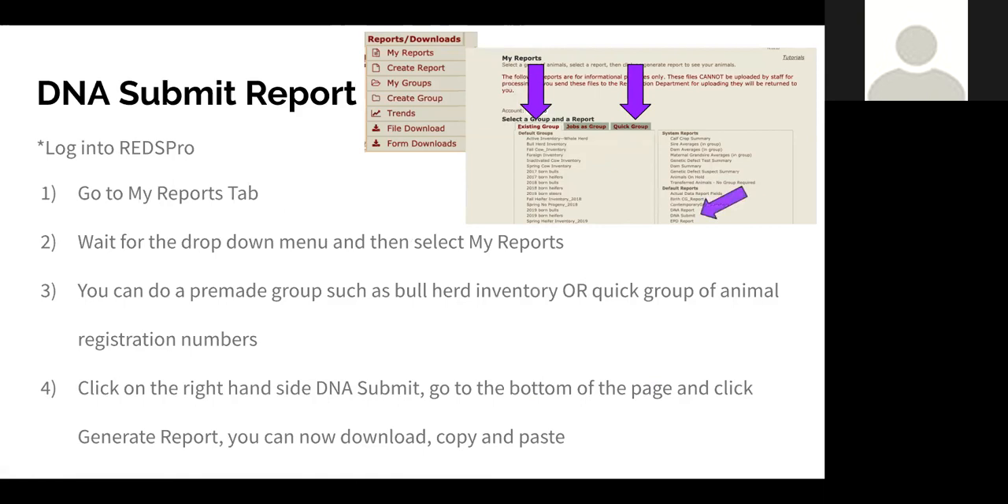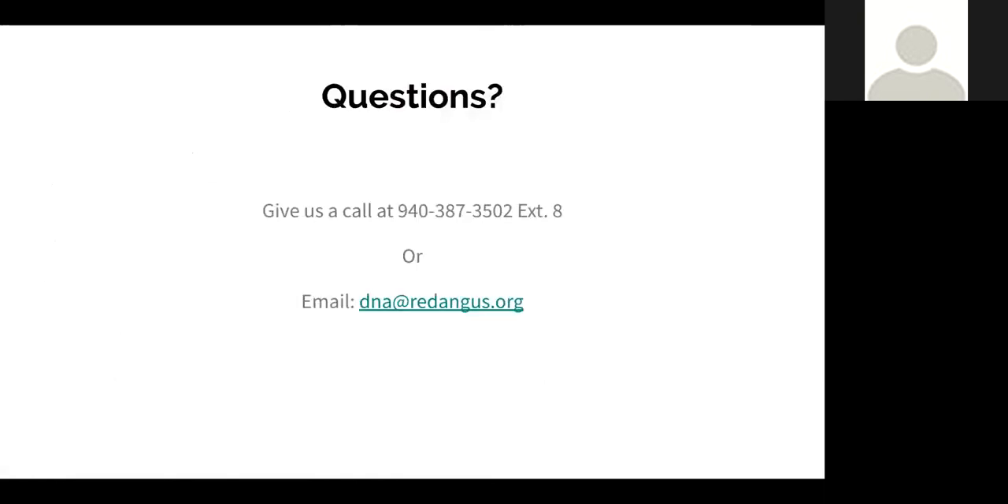Then you're going to click on the right-hand side, the DNA Submit report, and then go to the bottom of the page and click Generate Report. And then now you can download that and copy and paste right into your electronic form.